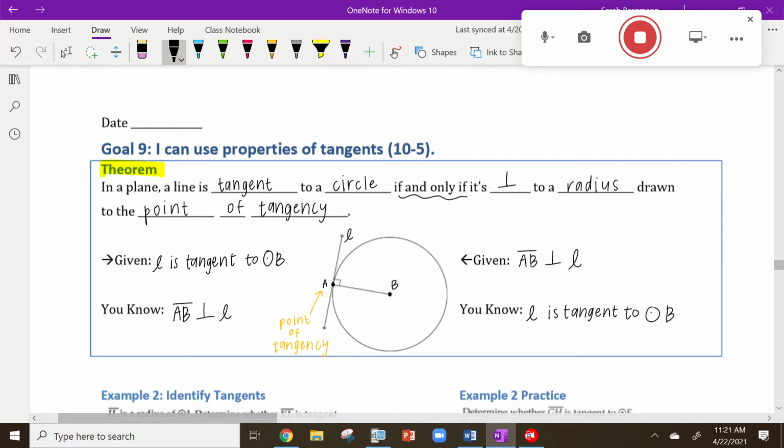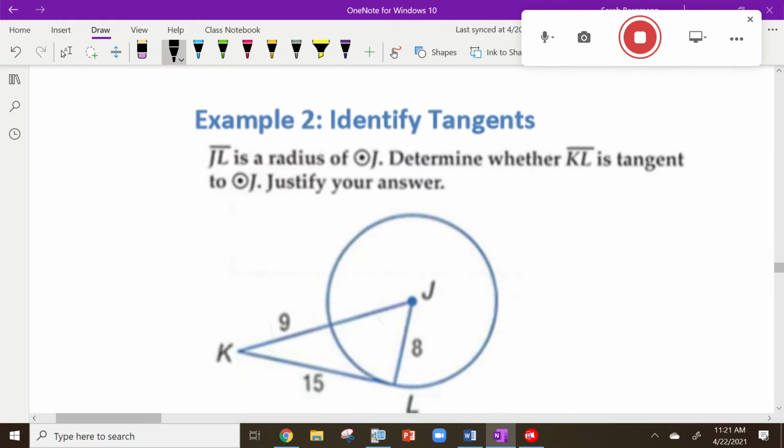Now since this theorem uses if and only if, it can be read both directions. So we could say if L is tangent to circle B, then you could conclude that segment AB is perpendicular to line L. Or you could read it the other way around. If you know segment AB is perpendicular to line L, you could conclude that line L is tangent to circle B. Let me show you how to use this in an example.